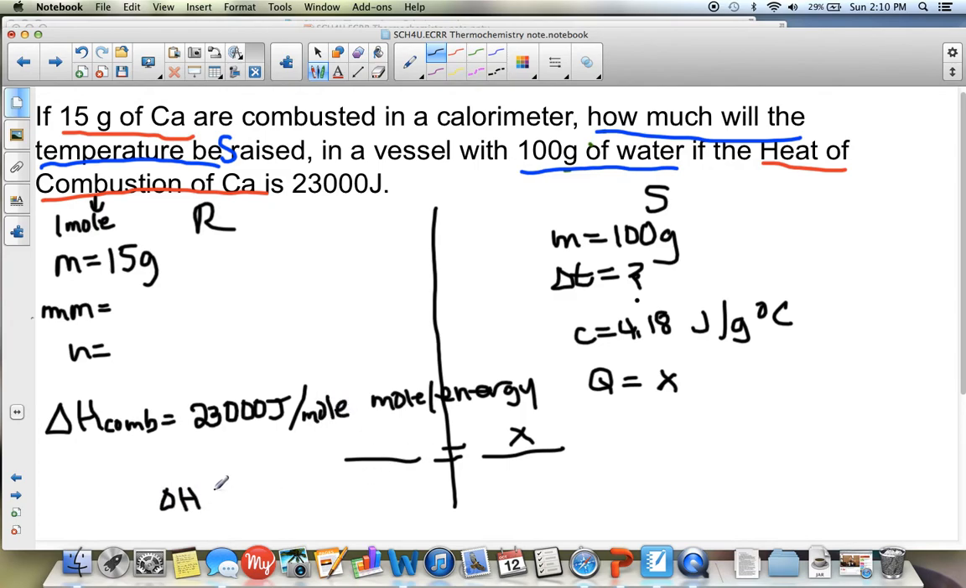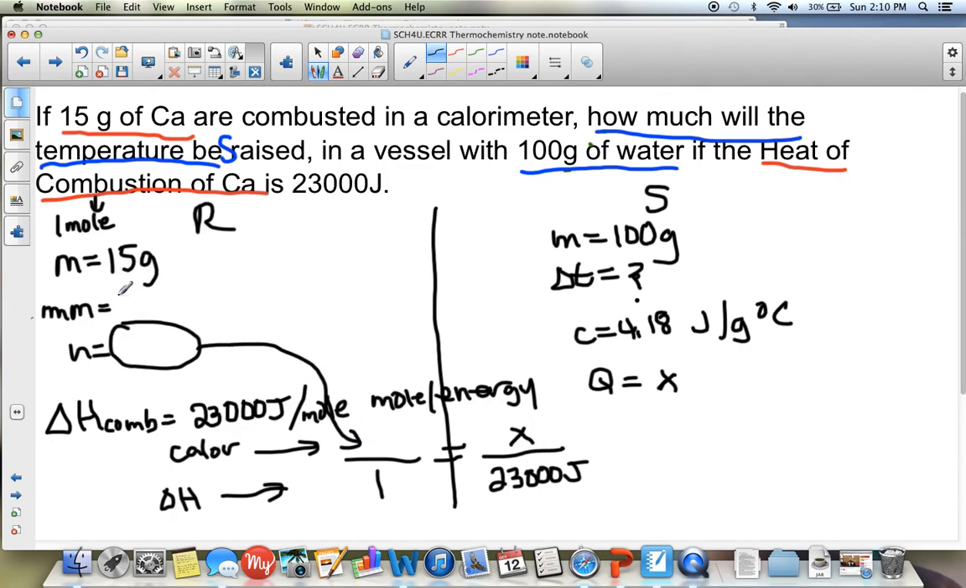So we said heat of the delta H is always on the bottom, calorimeter is on the top, 1 mole for heat of combustion, and it told us our value this time, so we can just plug that in. We can calculate the moles that we'll plug in over here. So 15 divided by 40 will give us 0.375, mass divided by molar mass. If we use cross multiplication to find out our Q value, it is 8,625.